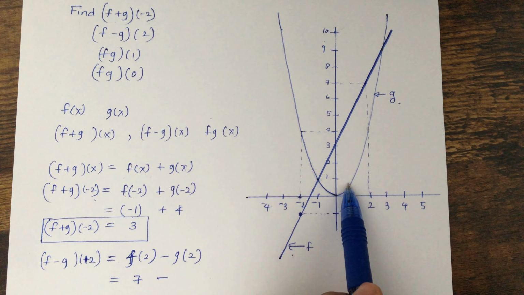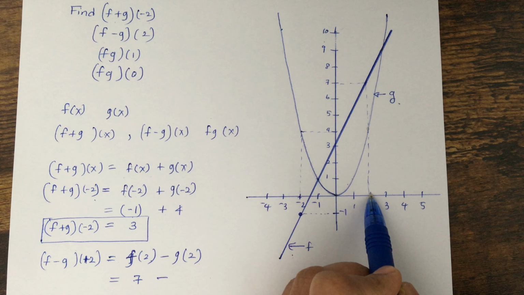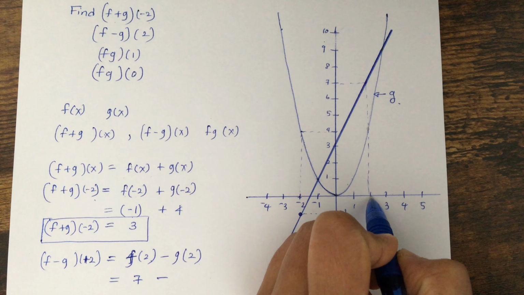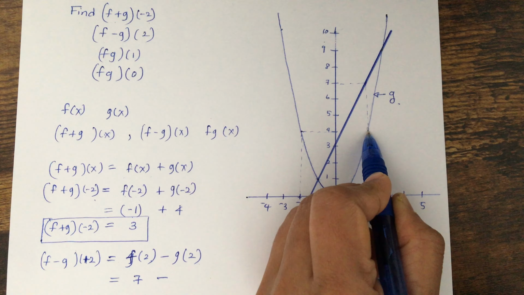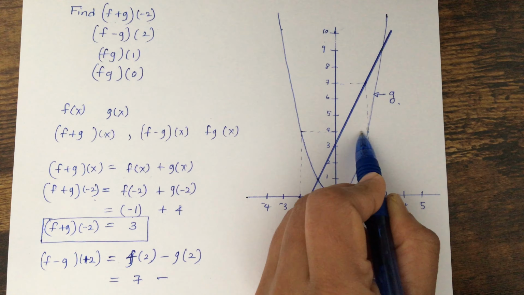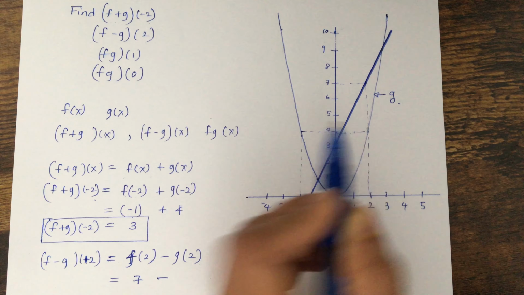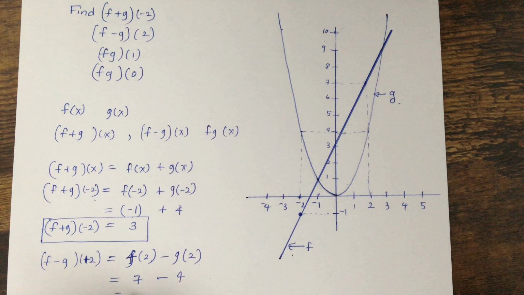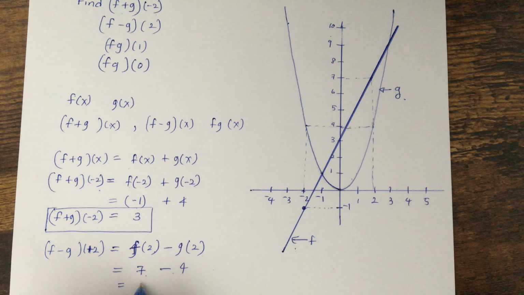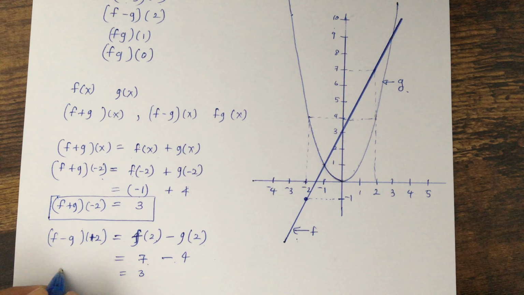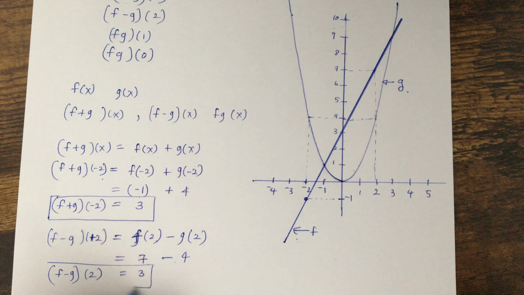Now you have to look at the parabola value at 2. As you can see, it's at x equals 2. G of 2, this is your parabola. The value equals 4, right? 4. Then 7 minus 4 is 3. So f minus g of 2 equals 3.